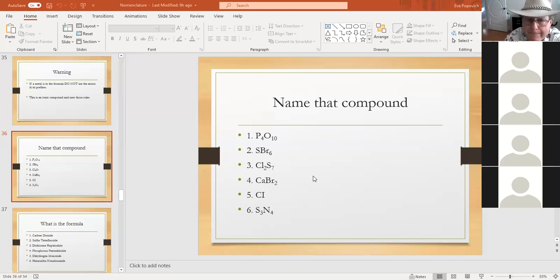Number 3. Dichlorine heptasulfide. Number 4. Calcium bromide. Ooh, somebody got it. Somehow you guys look at calcium and you want to make it a non-metal. Calcium is a metal. Yes, you named it correctly. It is calcium bromide. It's an ionic species. You do not use the prefixes. Number 5. Carbon iodide. And the last one.